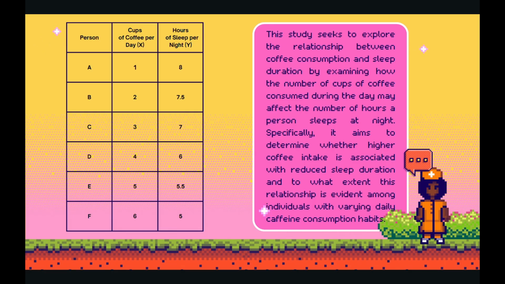This study seeks to explore the relationship between coffee consumption and sleep duration by examining how the number of cups of coffee consumed during the day may affect the number of hours a person sleeps at night. Specifically, it aims to determine whether higher coffee intake is associated with reduced sleep duration, and to what extent this relationship is evident among individuals with varying daily caffeine consumption habits.